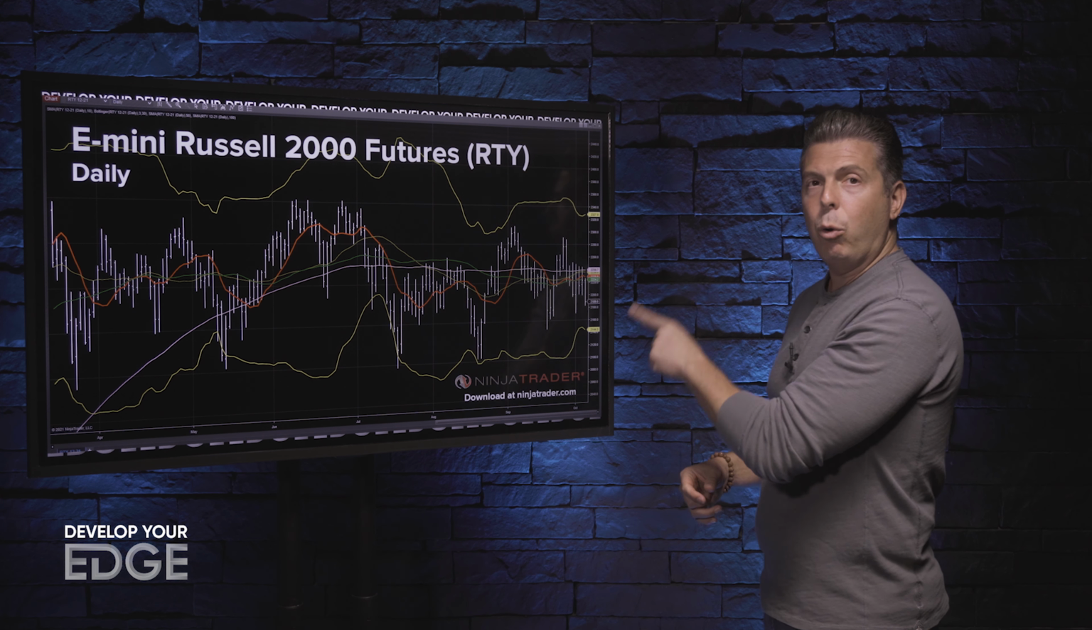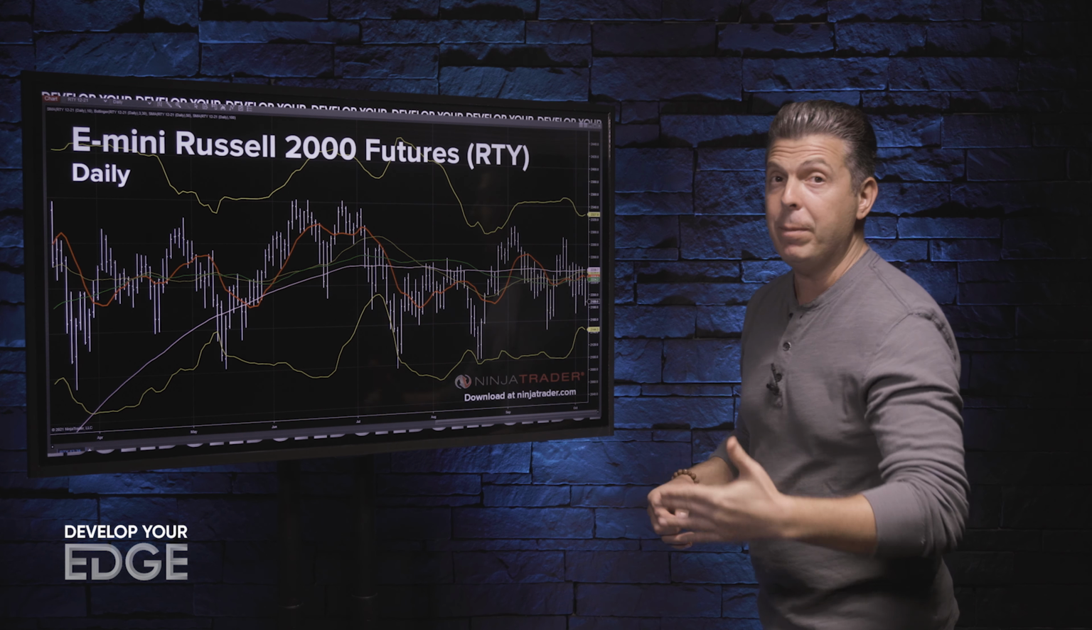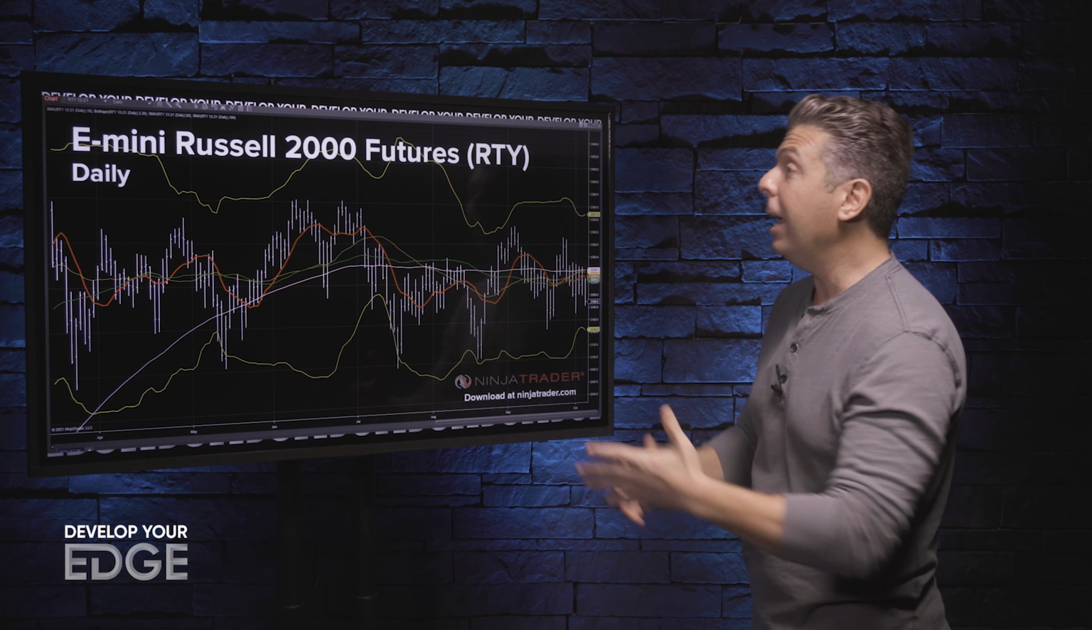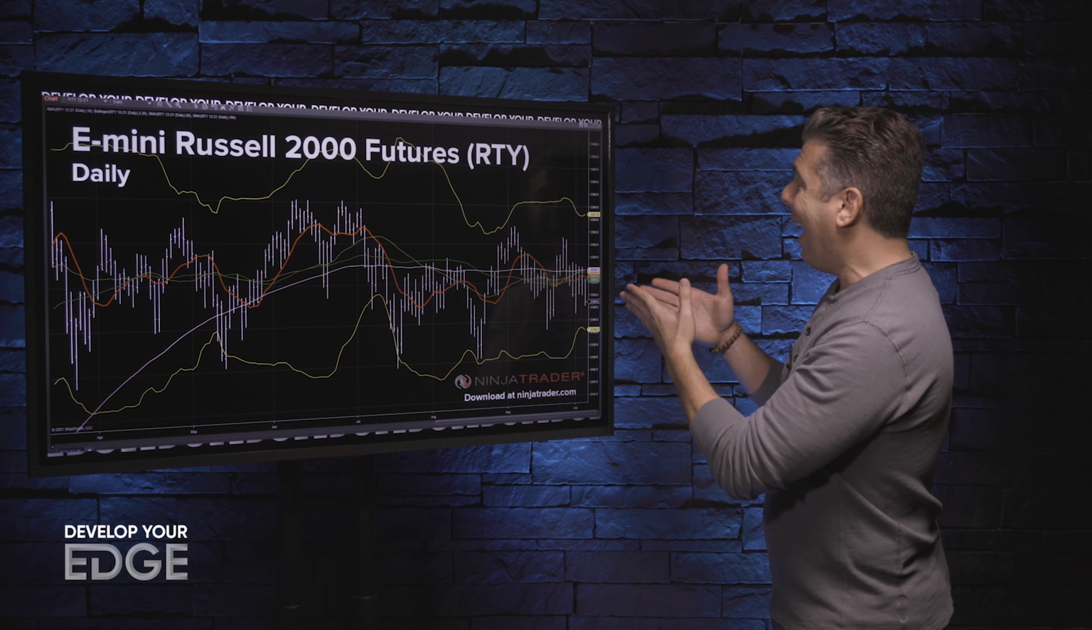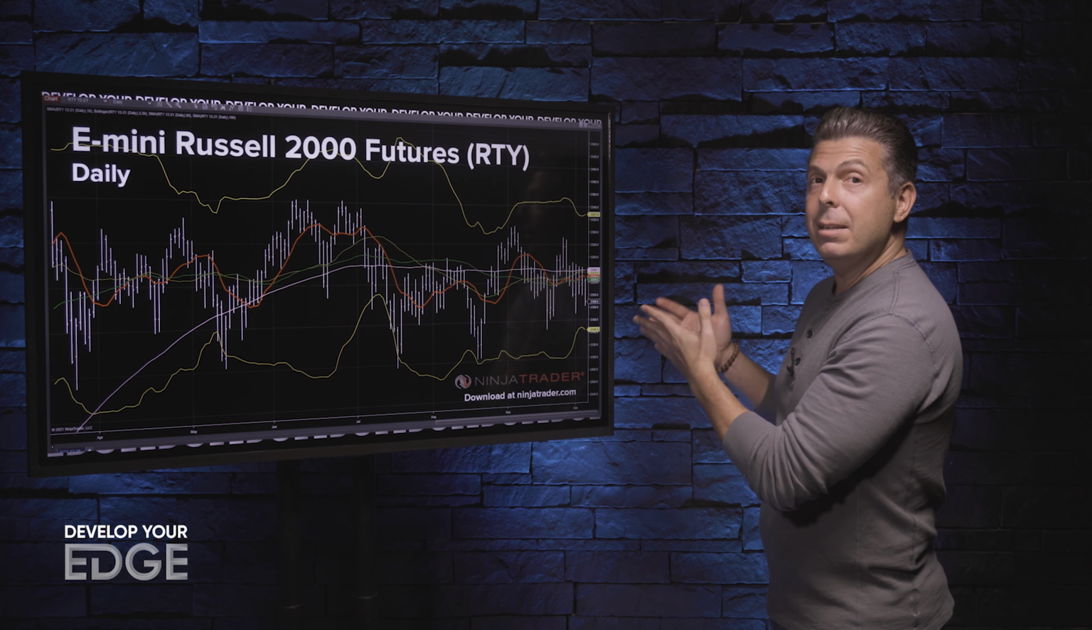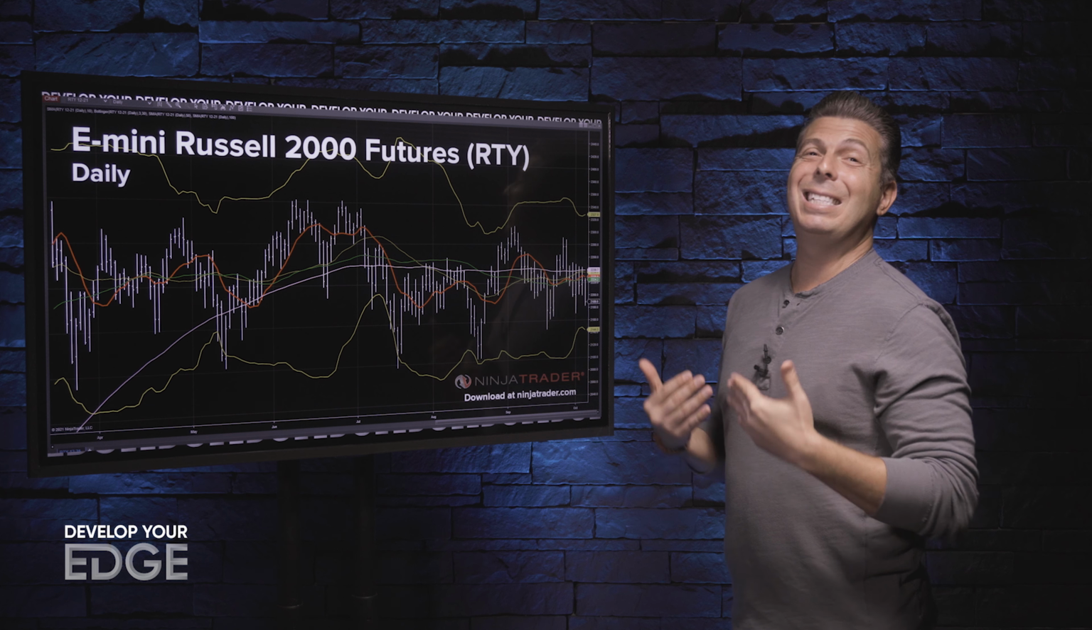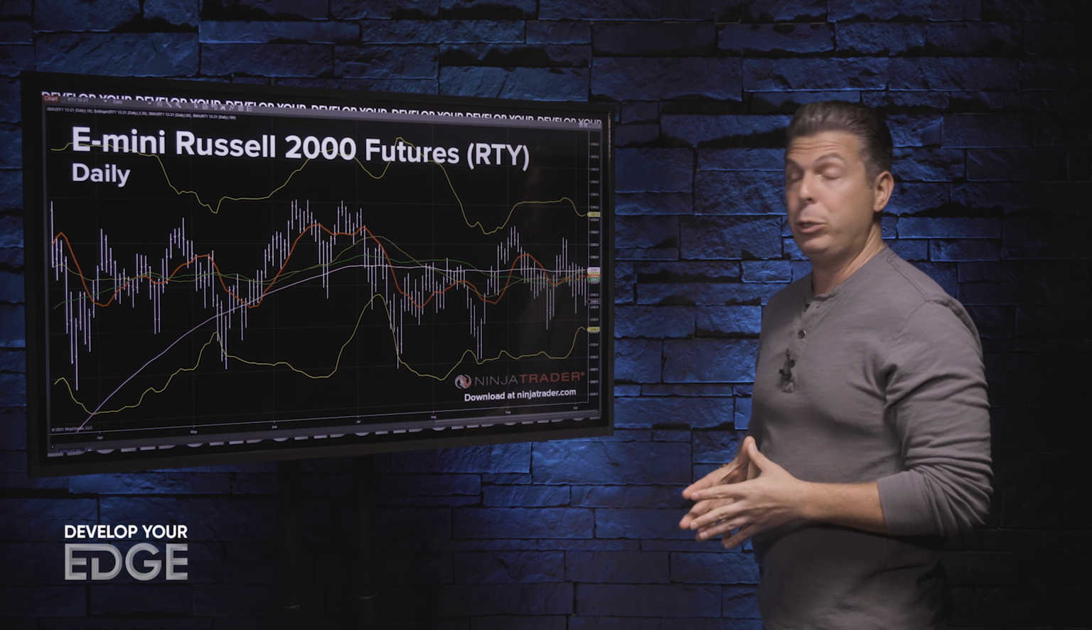Anytime I look at a correlating market, just like I talked about with the E-mini S&P to the E-mini NASDAQ, I will go to the Russell to see what's happening beyond my market. And it's not the same, but it is similar. So it is, I consider, a minor confirmation to help me with my short-term trading.